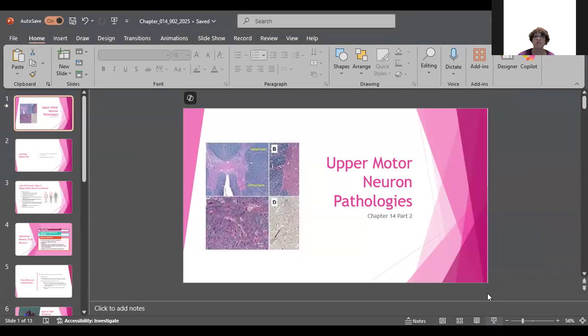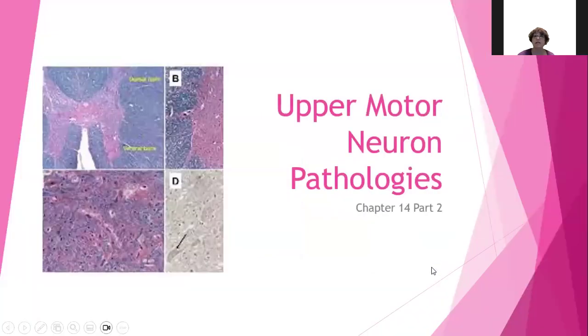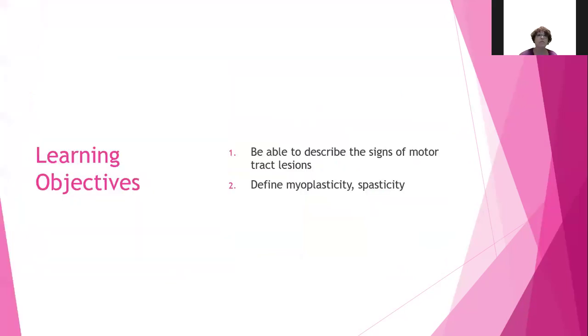Upper motor neuron pathologies tend to be things like CVA, spinal cord injury, MS if the motor neurons are affected, cerebral palsy if the motor neurons are affected. So those are your common upper motor neuron pathologies, and we will talk about the symptoms that you see, and then in the next section we'll talk about some more symptoms.